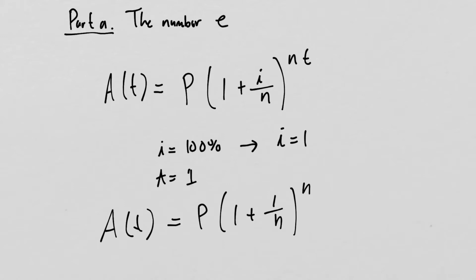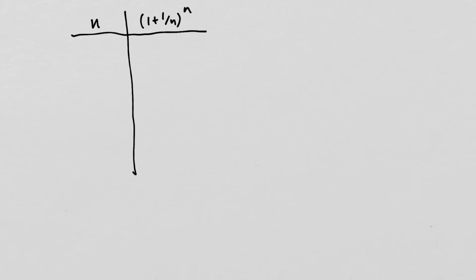Recall that this number n is the number of times that we compound our interest per year. Let's go ahead and plug in some numbers for n and see where this number is heading to. All right, let's go ahead and draw the chart. n is going to be our input, and we're plugging it into the function (1 plus 1 over n) raised to the n. Let's look at 1, 10, 100, 1,000, and also 1,000,000.